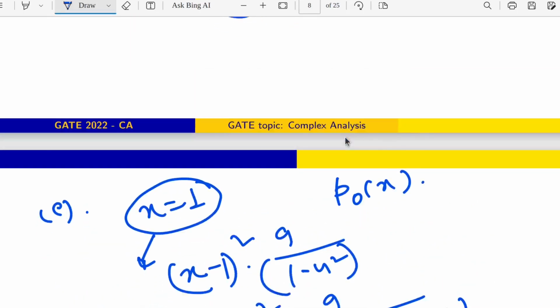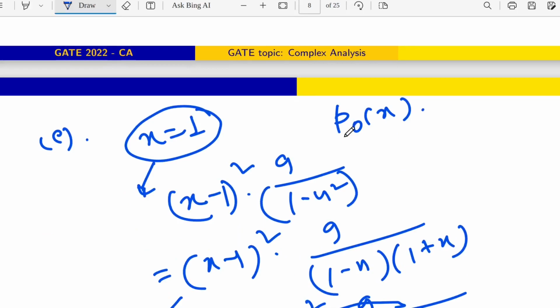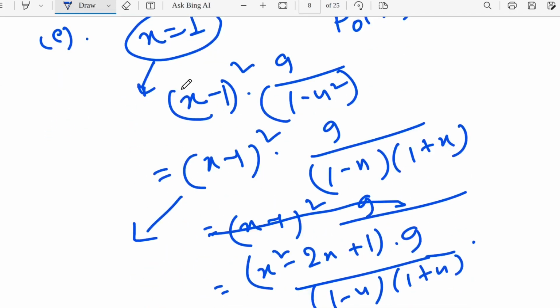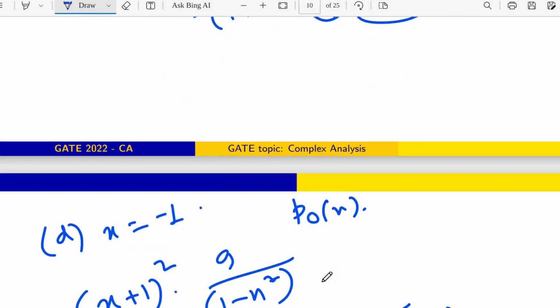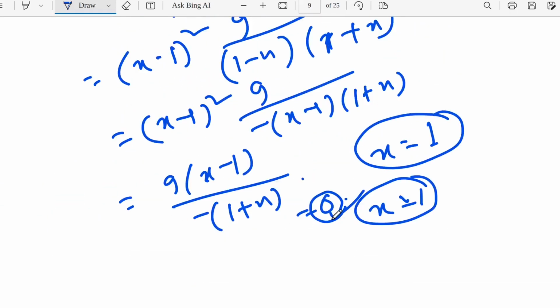Now coming to the second condition, p0(x) should have a pole of order 2 at x equals a point. I am talking here about two points, x equals 1 and x equals minus 1. At the very first, x equals 1, if it has a pole of order 2, then the limit as x tends to 1 of (x minus 1) whole squared into p0(x) should give a finite value. If I calculate this, I get the result 0, and 0 is a finite value. That means at x equals 1, p0(x) has a pole of order 2.